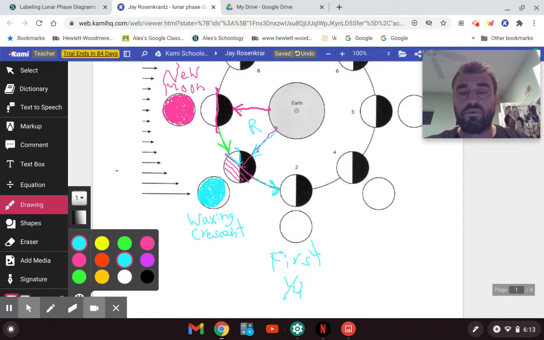Okay, our first quarter. Now, for an observer on Earth looking at the moon, they're going to see the half of the moon facing them. So they're not going to see this portion of the lit half. But they're still going to see half of the lighted side. So they're seeing half of a half, which is another reason why we call it a quarter moon, because you're really seeing 25% of the moon.